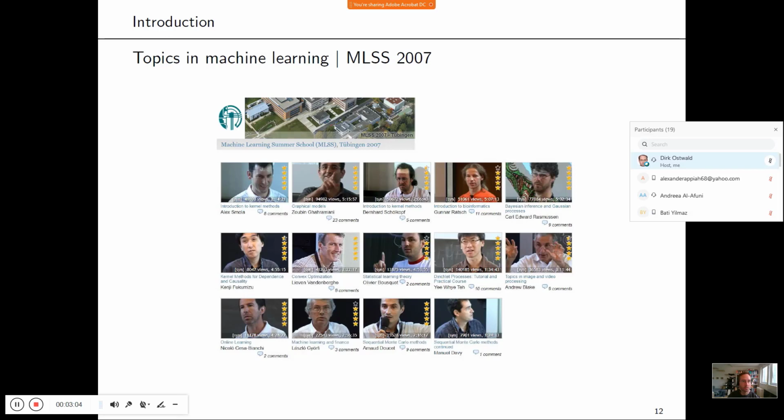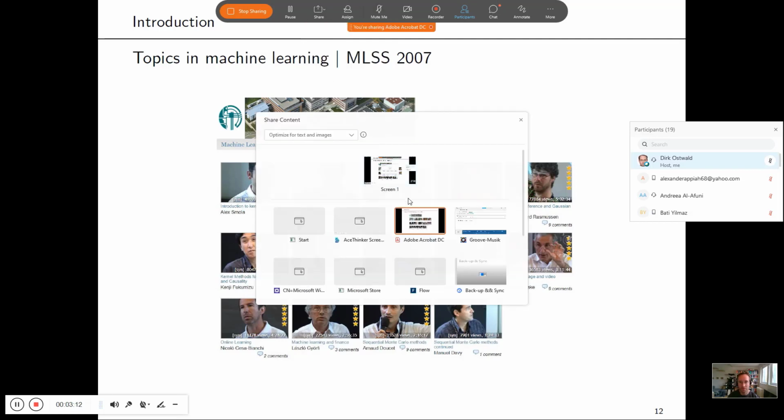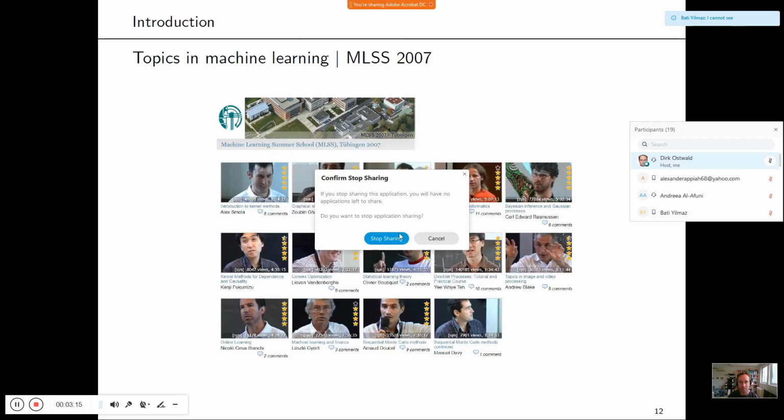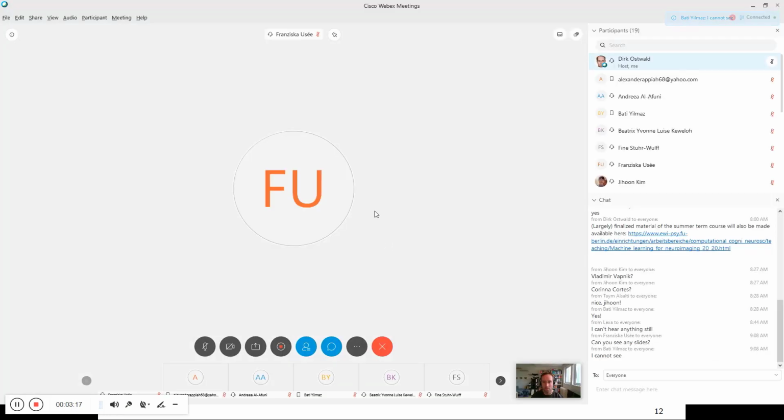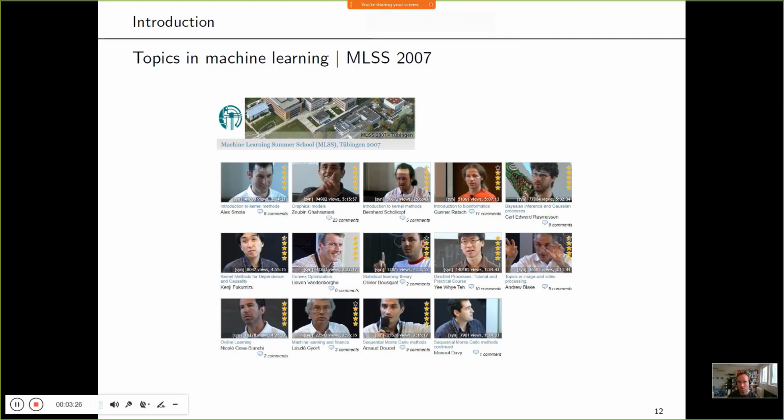Can you not see slides? Who sees slides? I think you may have to go back to optimize for text and images. Actually, I did that. Okay. Maybe I go back. I try to do that again. Can you see them now? Yeah, now it's working. Okay. Very good. So yeah, just always shout because I can't really monitor everything.